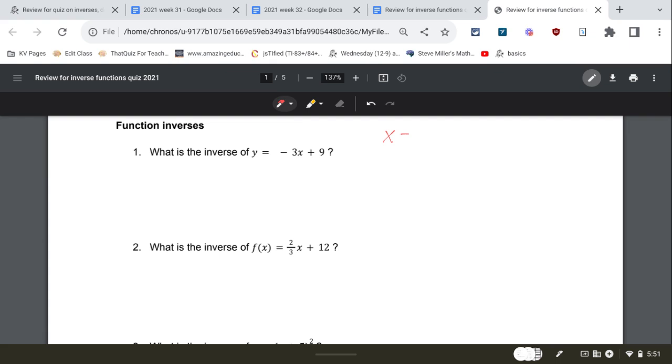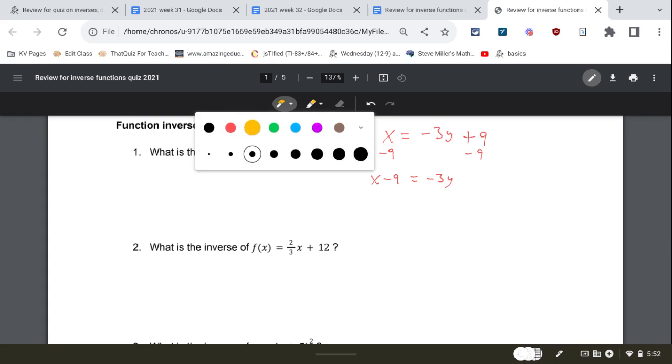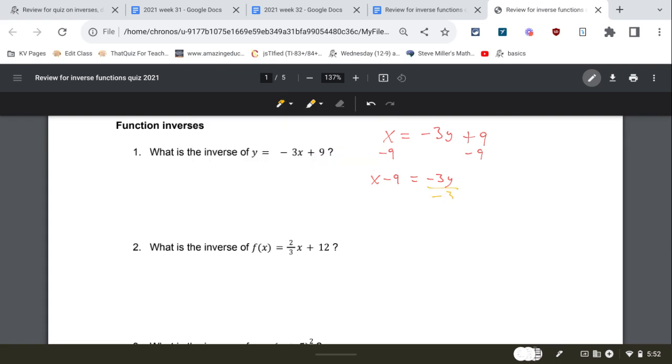So swap the variables. X equals negative 3y plus 9. And then we're going to have to solve this for y. So move this 9 over. You get x minus 9 equals negative 3y. And then divide by negative 3, sorry.